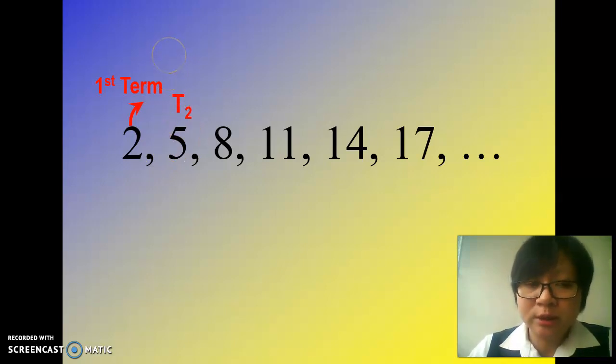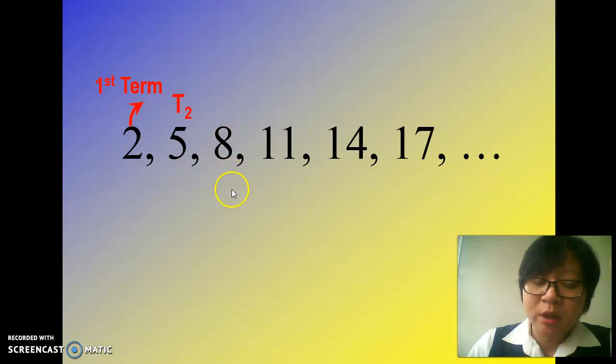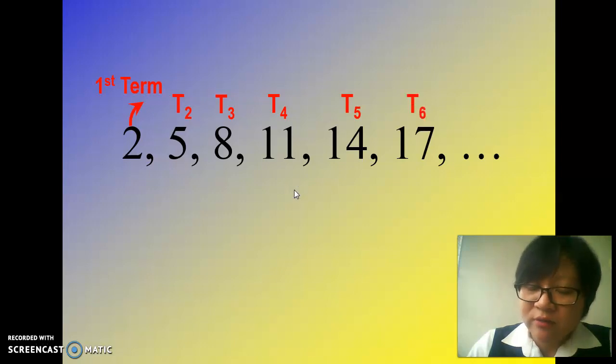If you put the position number slightly above the line, it means squared. We don't want that. So, you need to put the position number slightly below the line. 8 is the third number, 11 is the fourth number, 14 is the fifth number, and 17 is the sixth number. 3 dots here mean the sequence goes on forever.